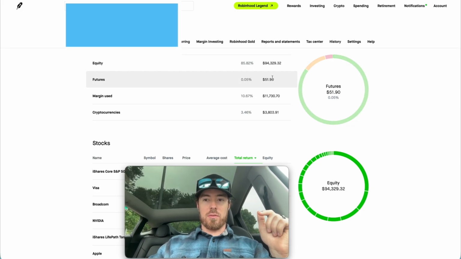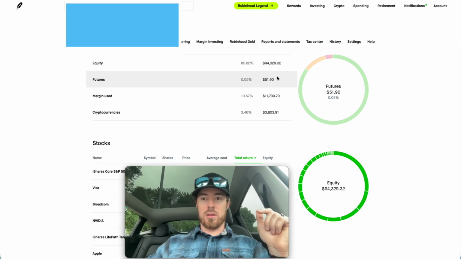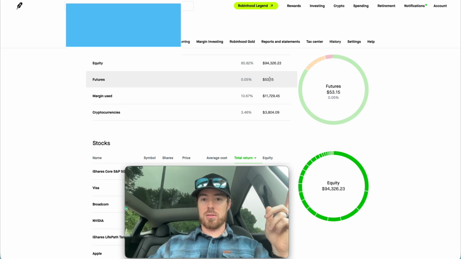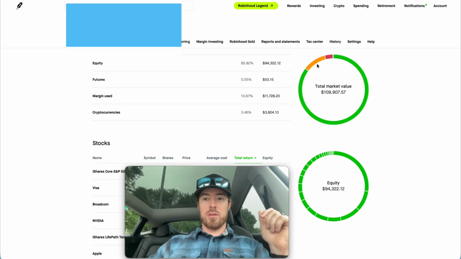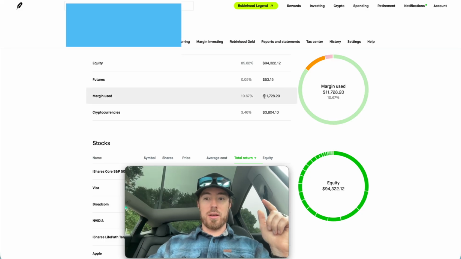Futures, if you're trading futures, I did just get into one, so that's probably the current one right now. It was $60, so now it's down to 53. But this is a working order, so you can kind of ignore that right now. Margin used. I didn't know this either, but if you highlight your cursor, it shows your little orange section. If you highlight this orange section, it shows vice versa. So orange is the margin used. I'm currently at 10%.